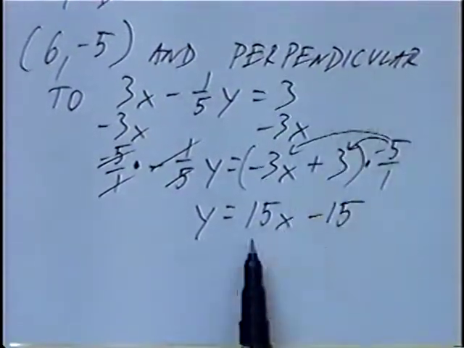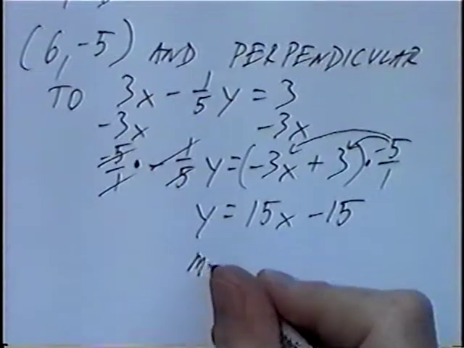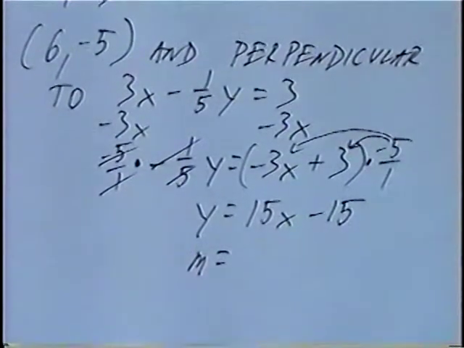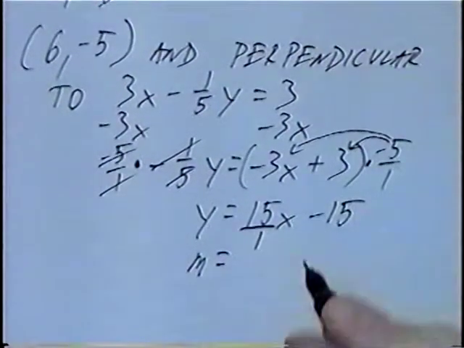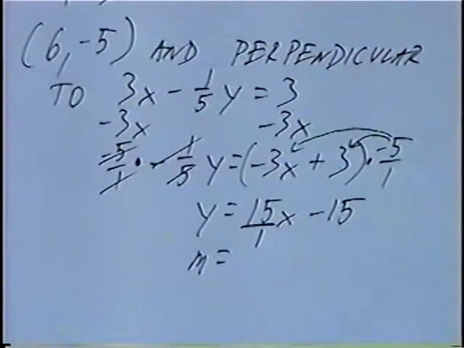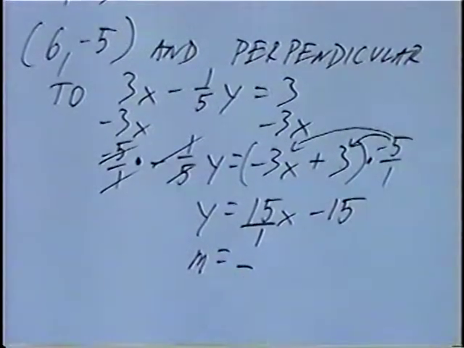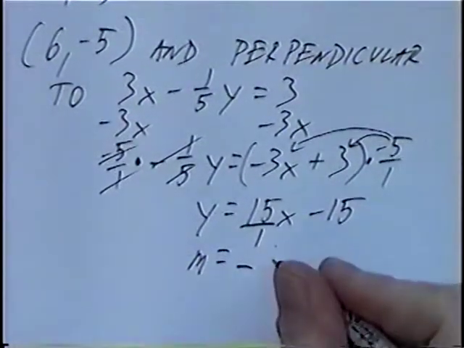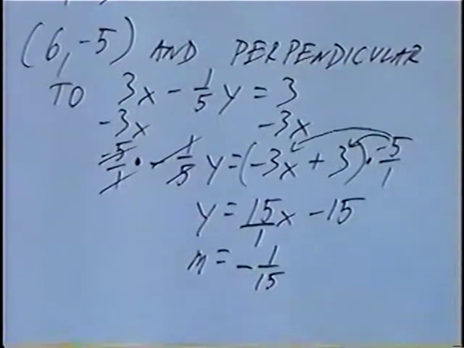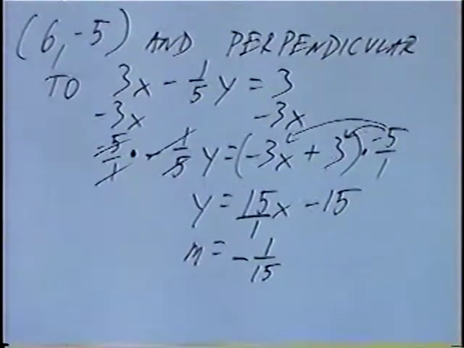We want the perpendicular slope to this equation. So the perpendicular slope, if you remember the definition, is opposite reciprocal. The slope here is 15 over 1. Opposite would be negative. And the reciprocal of 15 over 1 would be 1 over 15. So the slope that we'll use for our answer is -1 over 15.